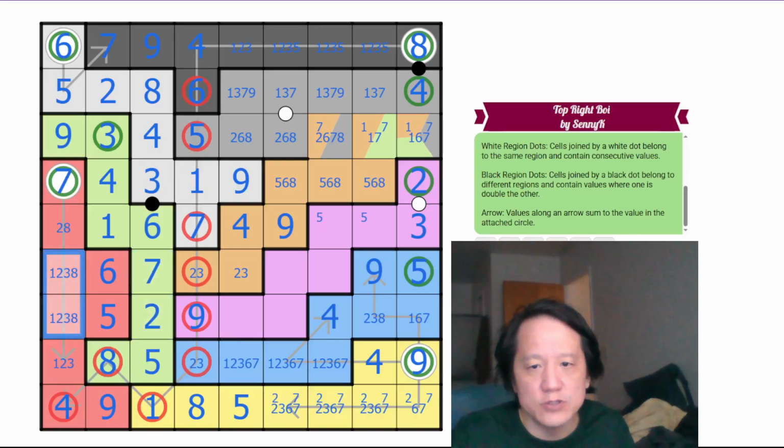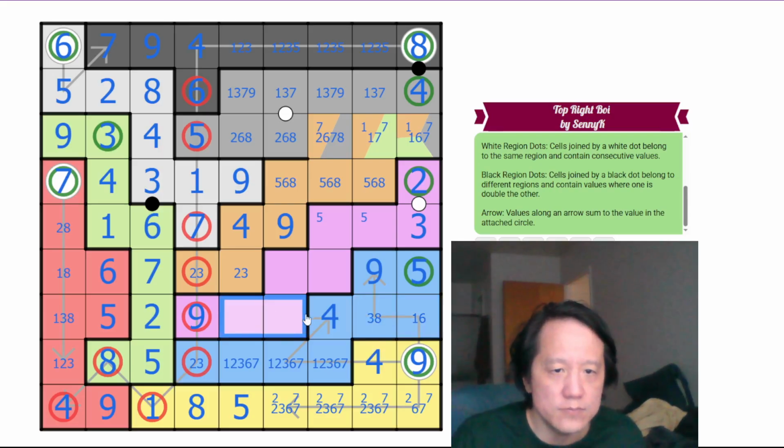That means this can't be 2 here. No 3 here because of the 2-3 pair in the row. 2 eliminates 2, 7 as a possibility. So this is 4 and 4, which is 8. 18 minus 8 is 10. So these 2 remaining digits must add up to 10, and the only possibility there is 3 and 7. So that eliminates 3 and 7 in the rest of the region.